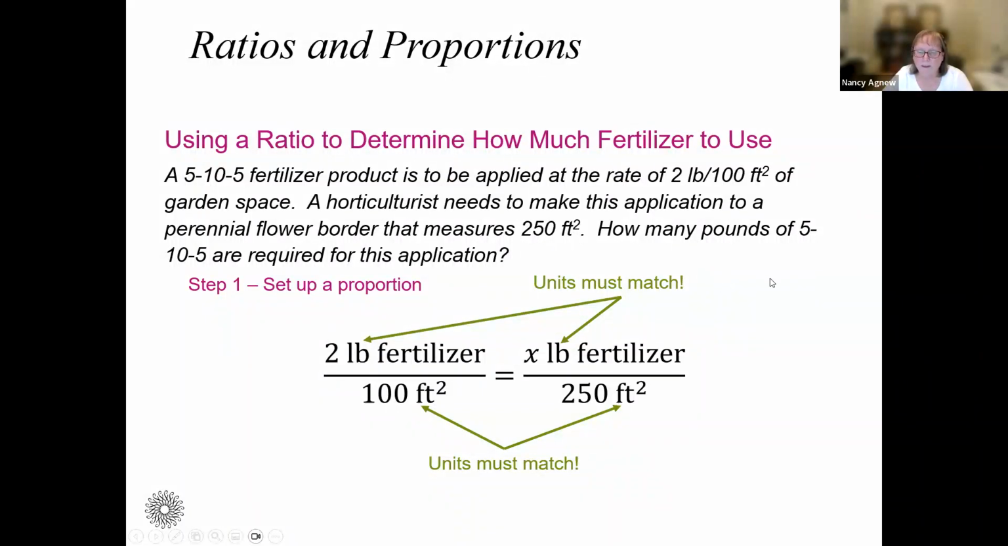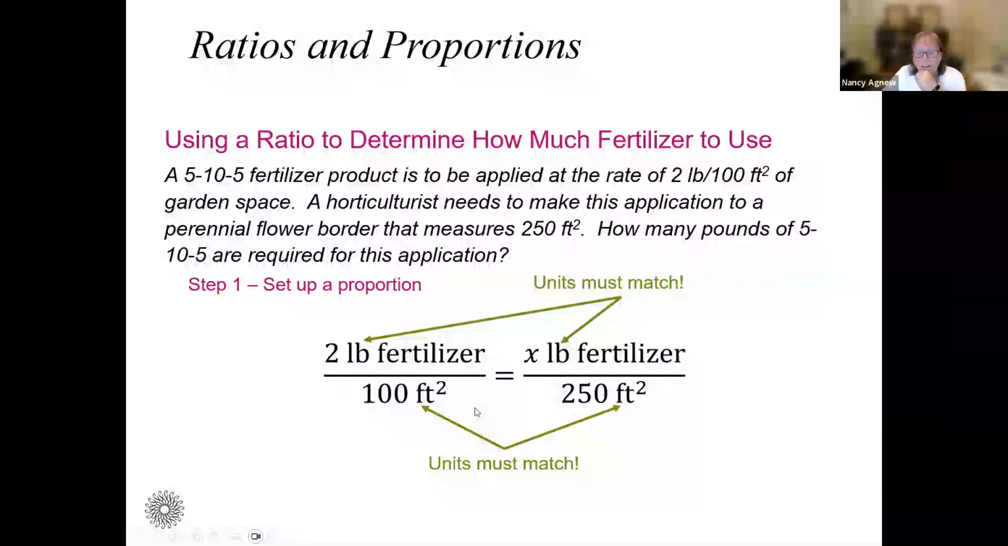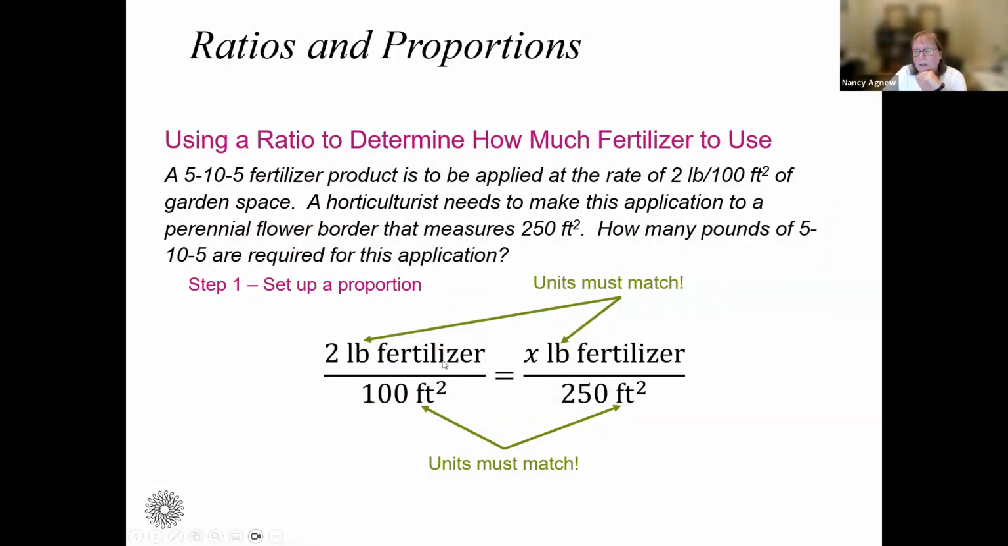So the easiest way to do it, particularly if the numbers are a little complex, these are easy numbers, but if the numbers are a little complex, it's super helpful to set it up this way. We know we want to apply 2 pounds of fertilizer to every 100 square feet. So how many pounds of fertilizer do we need for 250 square feet? So we set it up in a proportion format and then solve for X.